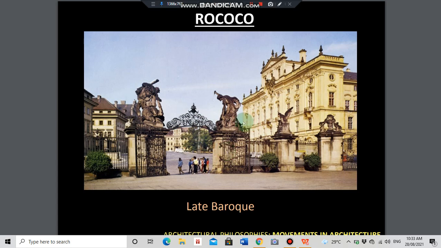Next, Rococo architecture. This one from the late Baroque architecture in the age of Mozart, this type of structure.